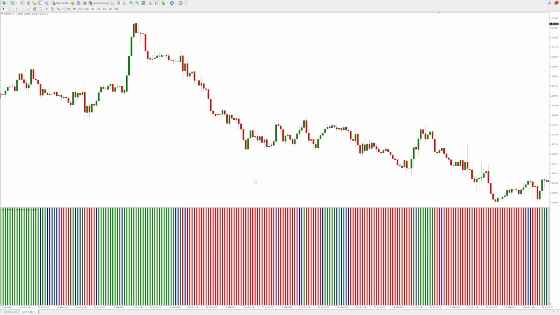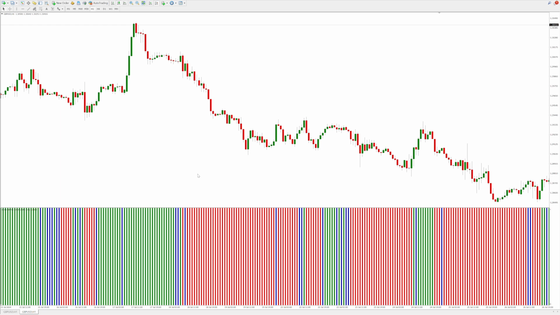The indicator is very easy to read. I've color coded it red, green, and blue. Basically, when it's red, it is signaling a bearish market. When it's green, it's signaling a bullish market, and blue is for a ranging market.